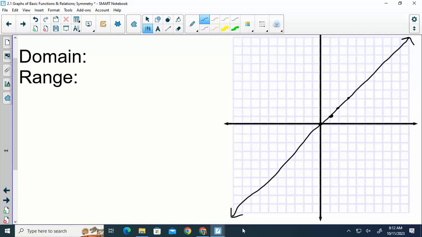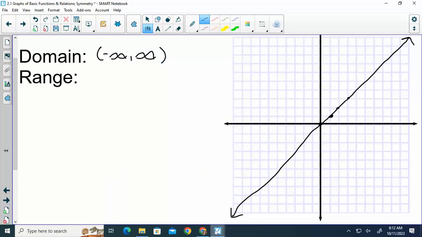Pretend my line was perfectly straight. It's a little bit wiggly. Domain. So as I'm going from left to right, what x values does this line hit? All of them. Negative infinity to positive infinity.